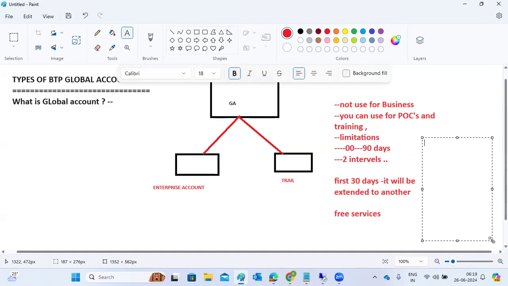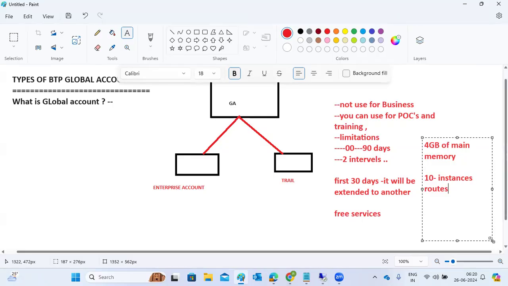The limitations are like this: we only have trial accounts. It includes only 4 GB of main memory that you will get here. Then 10 instance routes you will get from SAP here as a free trial. So in total 40 services you will get from SAP here, right?